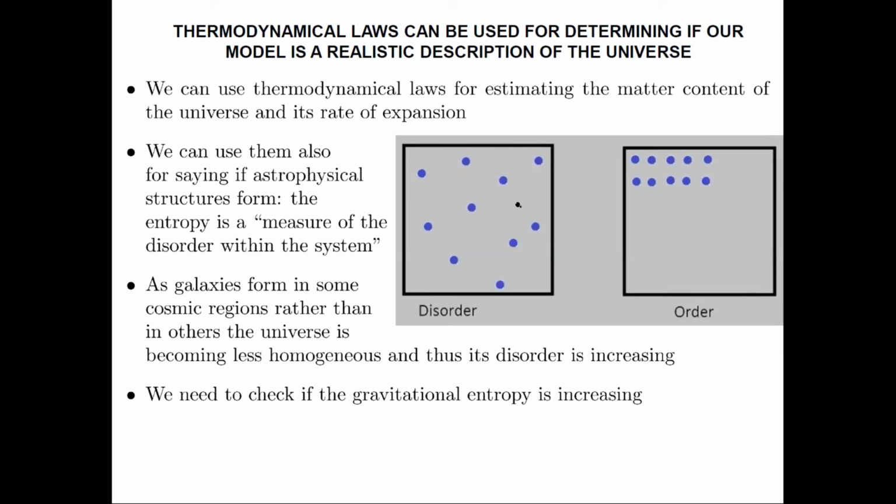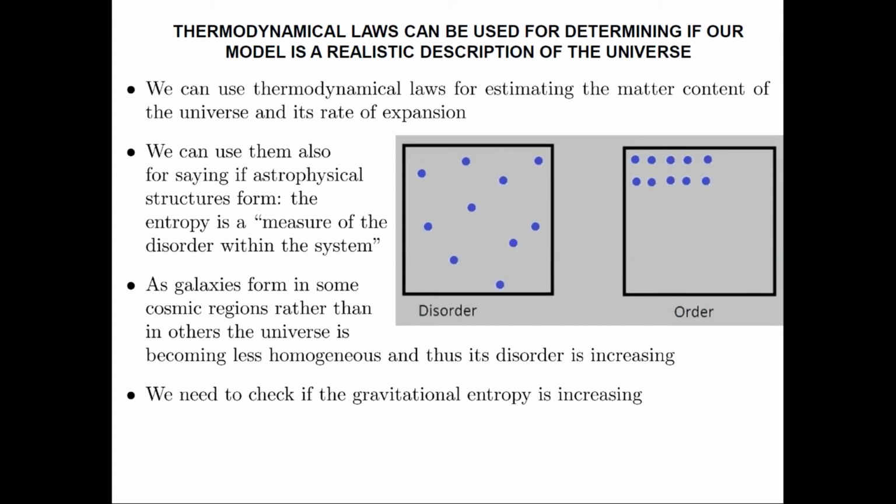Let's now move to the second part. So far, I have considered only the entropy of a matter field. However, there is also the gravitational entropy, which is related to the free gravitational field. Entropy, as we know from many textbooks, is a measure of the disorder within the system. So, which means that as some astrophysical structures are forming inside our space-time, the gravitational entropy should increase because the space-time is becoming more inhomogeneous.